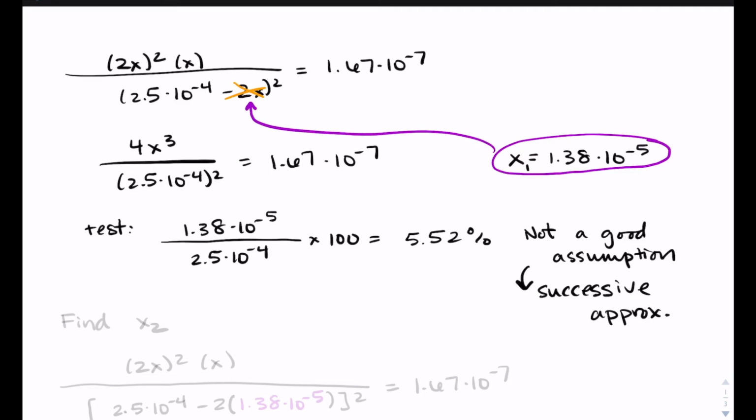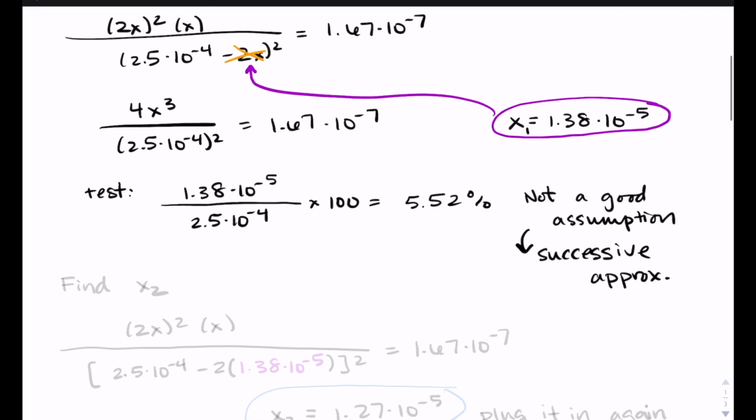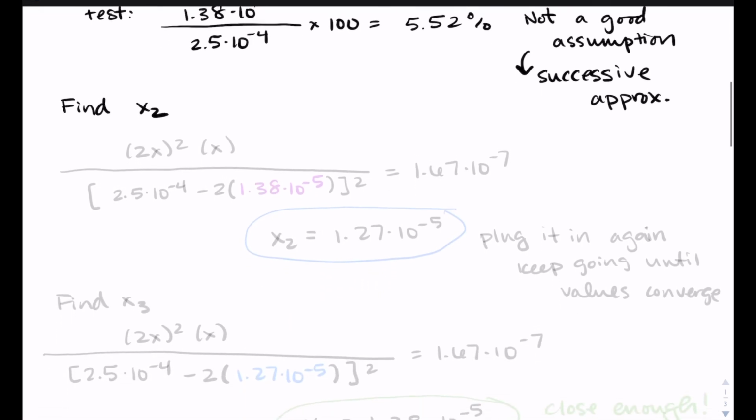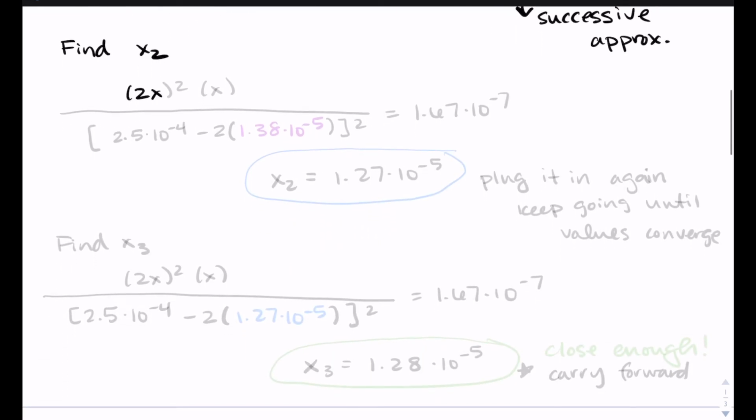So finding x2, the 2x quantity squared and the x, both of those things were part of the x's that I solved for. We hadn't changed those, so those stay the same. And in the bottom, 2.5 times 10 to the minus fourth minus 2x. So minus 2 times the value that I found for x1, right? That 1.38 times 10 to the minus fifth. And then I'm going to square all of that stuff on the bottom, and it's all equal to 1.67 times 10 to the minus seventh still.